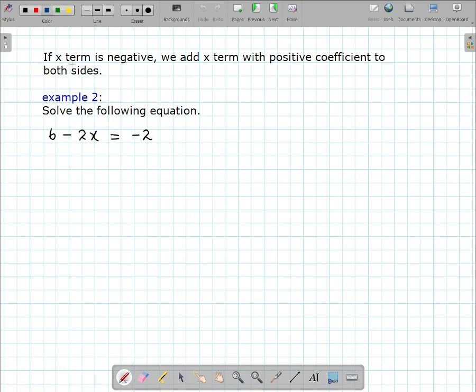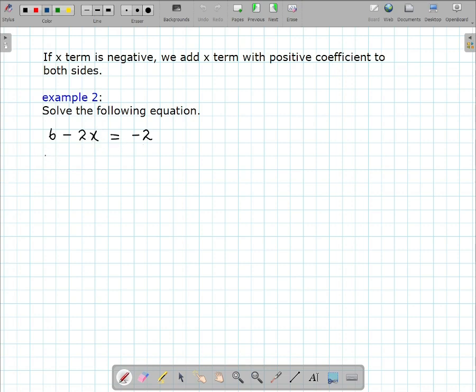Okay, if the x term is negative in the given equation, we add the x term with positive coefficient to both the sides. Okay, example 2, that is 6 minus 2x equals minus 2. So you can see here the x term is negative. So we have to add the positive of this term. What is the positive coefficient of this term? That is 2x. So you are going to add 2x to both the sides.